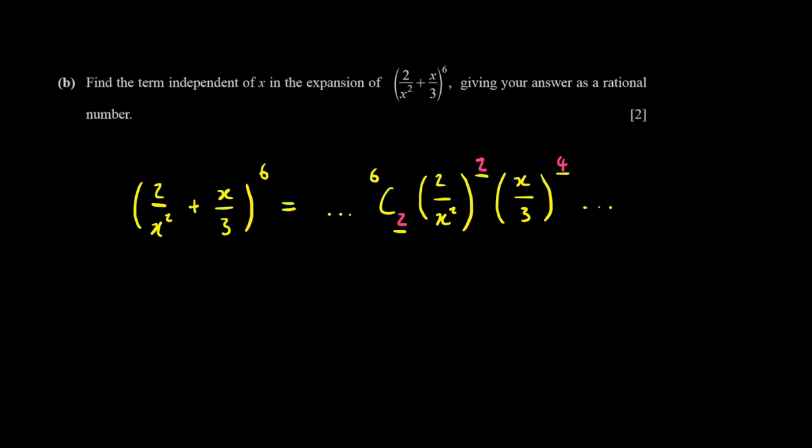And now we've just got to simplify this term, basically. So 6c2, let me just put that in my calculator. 6c2 is 15. Okay, if I was to expand this, I would get 4 upon x to the power of 4. If I was to expand the other term, I would get x to the 4 upon 3 to the power of 4, which is 81, right? Because it's 3 squared squared.